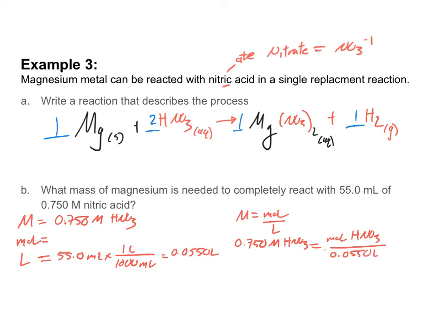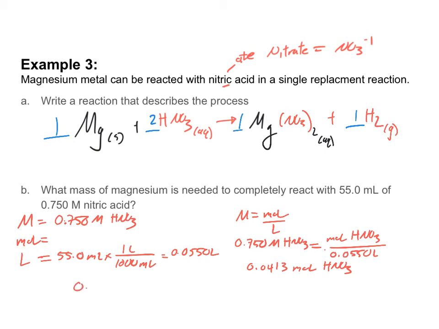So 0.750 times 0.0550 will give me 0.0413 moles of HNO3. So now if I know moles of HNO3, I can convert it to moles of magnesium and eventually to mass of magnesium using stoichiometry.